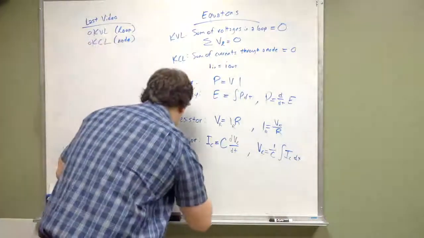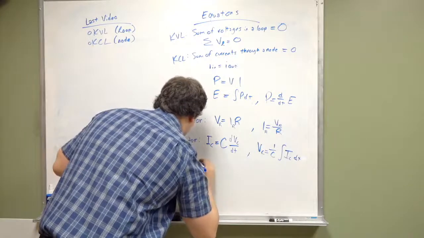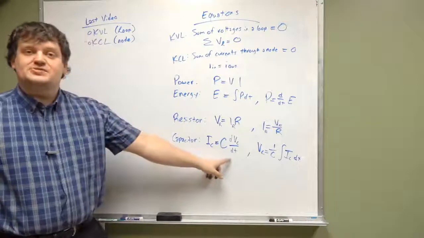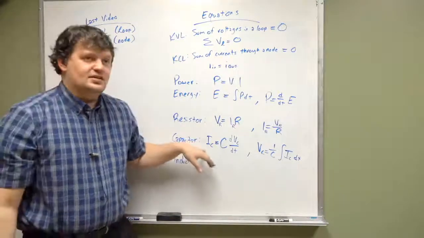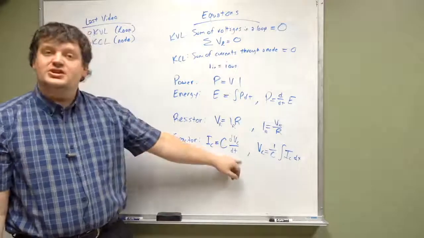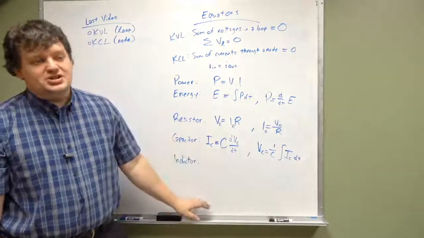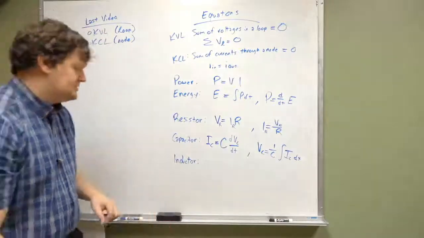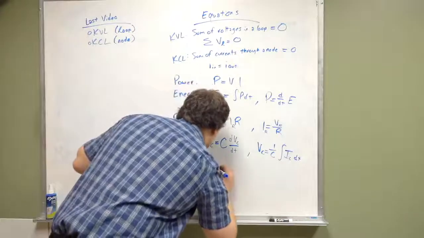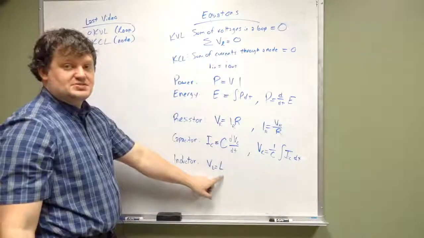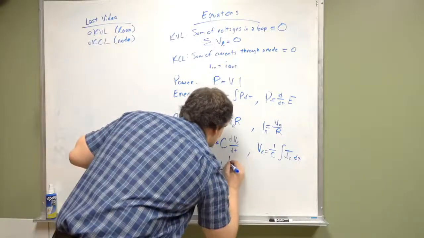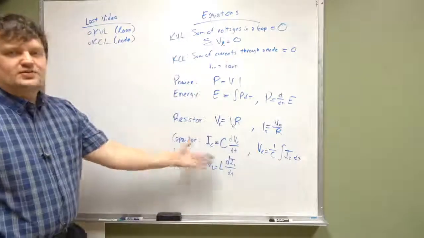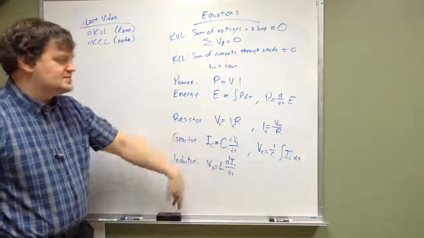And then for an inductor, the relationship between current and voltage is flipped. For a capacitor, current is the time derivative of voltage. In an inductor, it's the opposite. Voltage is the time derivative of the current. So here, VL is equal to L, where that's the inductance measured in henries, times dIL/dt. Okay, very similar equations, opposite ends of the spectrum there.